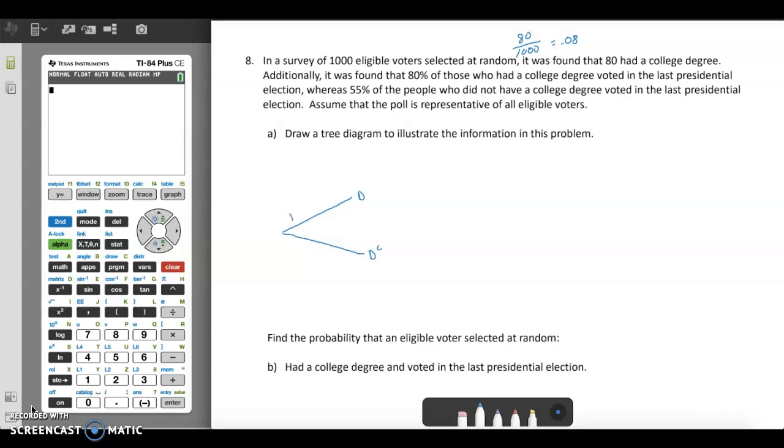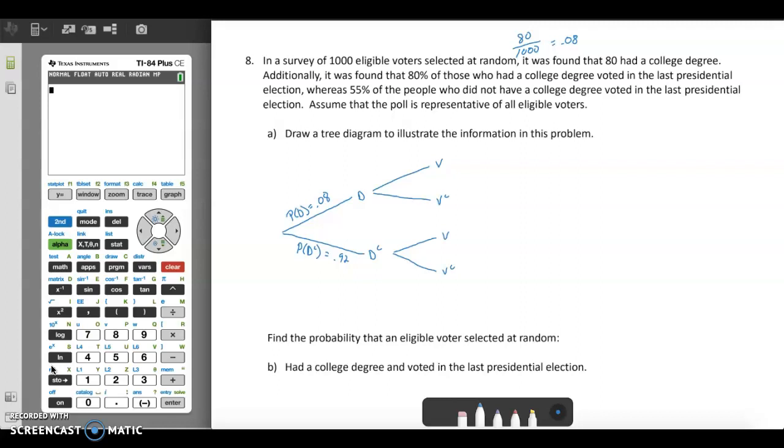So that's this first probability. The probability of D then is 0.08. And the probability then of D complement is 1 minus 0.08, which is 0.92. So those are my first two branches and their probabilities. Now, off of each one of these branches is then discussed whether the person chosen voted or did not vote in the last presidential election. So I'm going to label each of these secondary branches vote or vote complement.